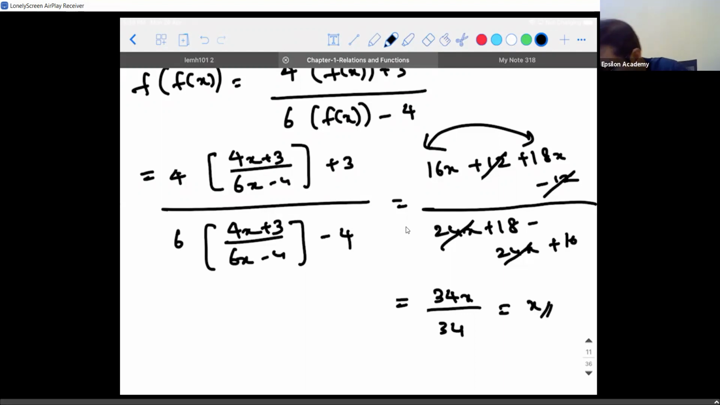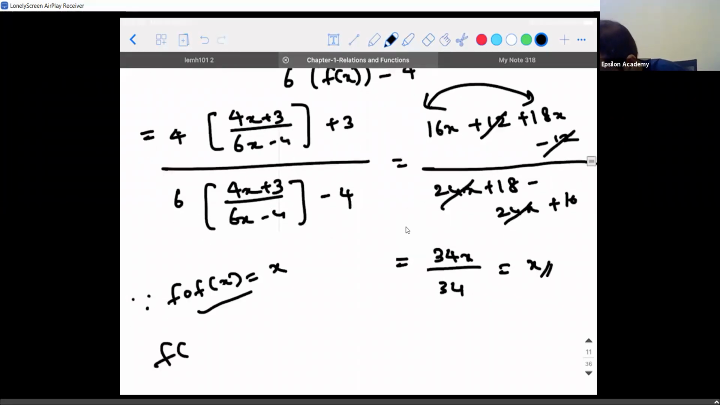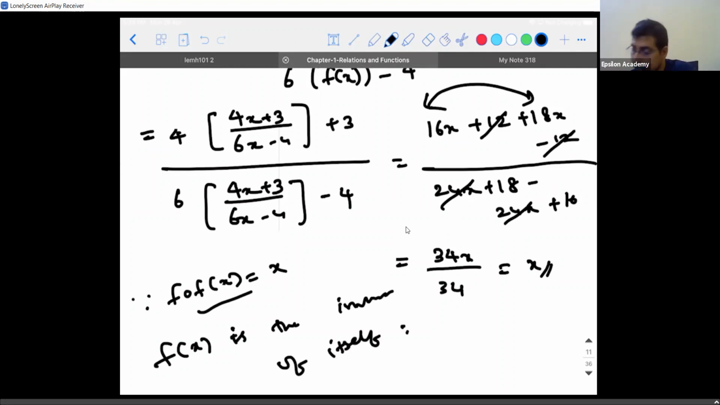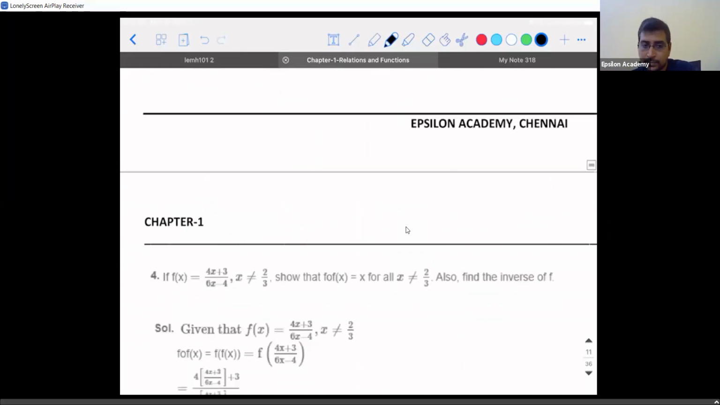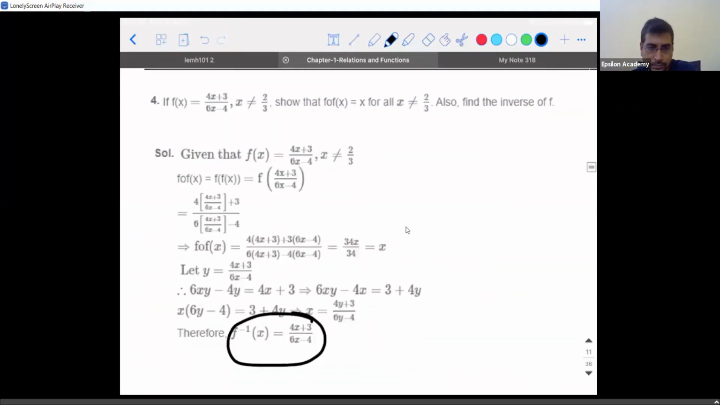Since f circle f of x is going to give you an identity function, what can you say? f of x is the inverse of itself. So what will be the answer? 4x plus 3 divided by 6x minus 4. Guys, are you able to understand? Yes, sir. Okay.